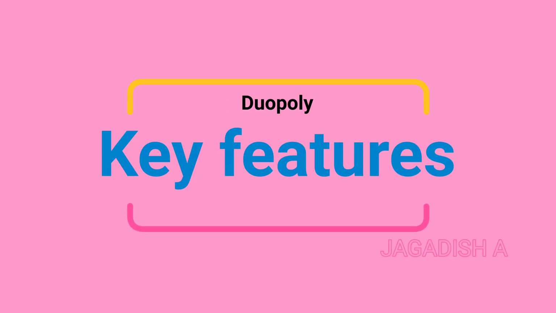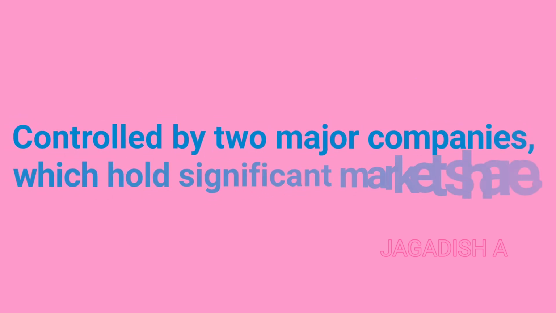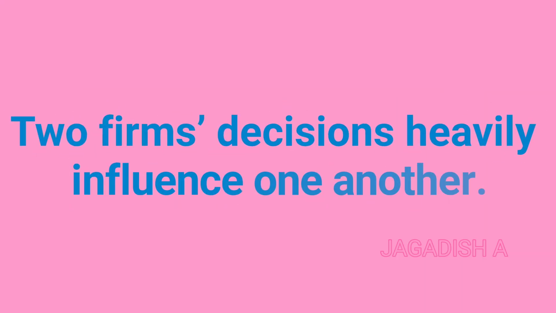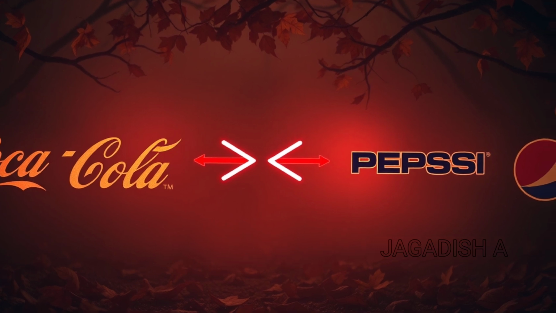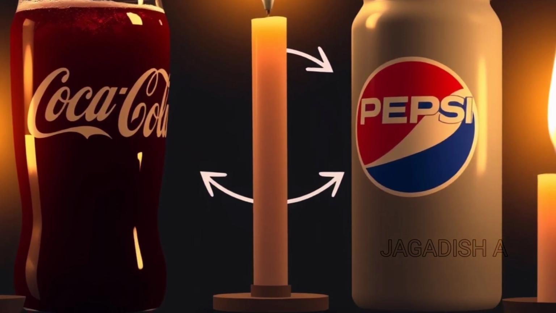Key features of a duopoly. Duopolies share some unique characteristics. 1. Two dominant firms. The entire market is controlled by two major companies, which hold significant market share. For example, Apple and Samsung dominate the smartphone industry. 2. Interdependence. The two firms' decisions heavily influence one another. If Coca-Cola lowers its cola price, Pepsi is likely to follow suit to maintain its competitive position.